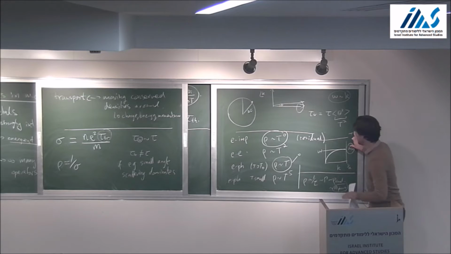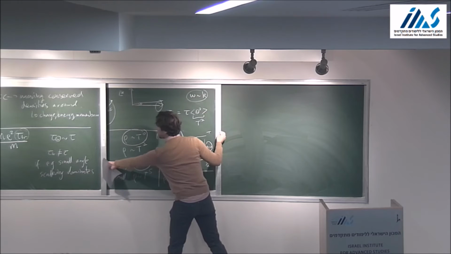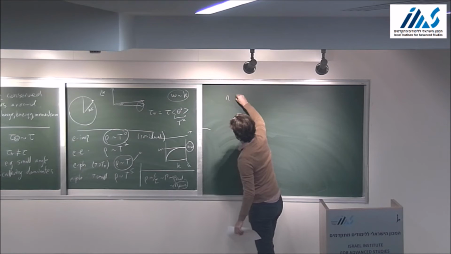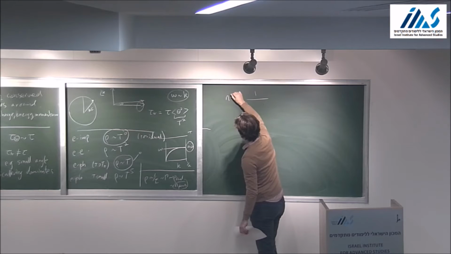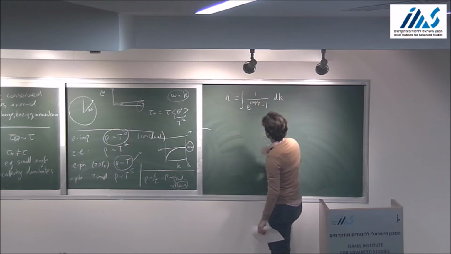So let me derive. What's the number of phonons? It's going to take me a while to optimize this blackboard use. Let me see. So the number of phonons is given by the Bose-Einstein distribution, which goes something like this: the number of phonons integrated over k, 1 over e to the energy over temperature, minus 1.